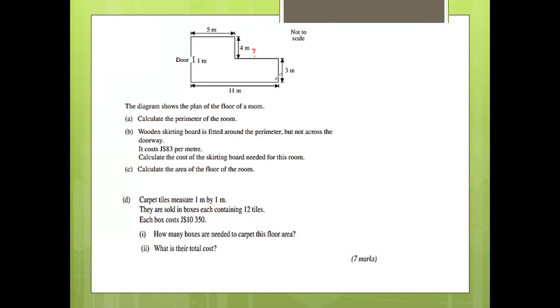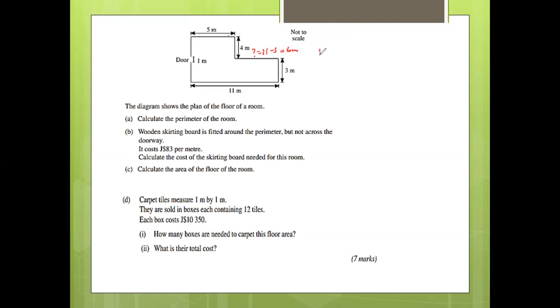From this side to this side is 11, but from here to here is what? 5. What do we do? Subtract. You subtract. Right. So here would have been 11 minus 5, which gives me what? 6 meters. Now we can find the perimeter.